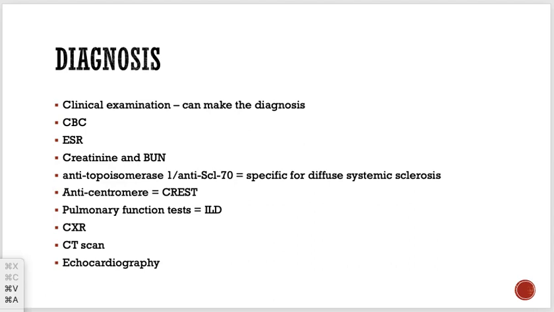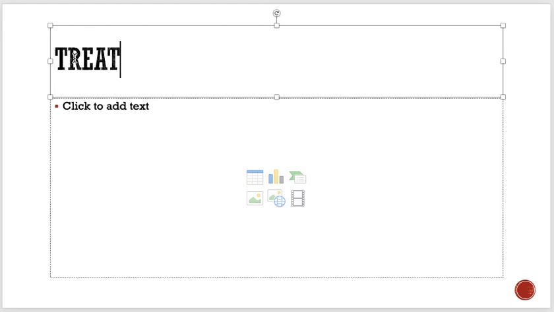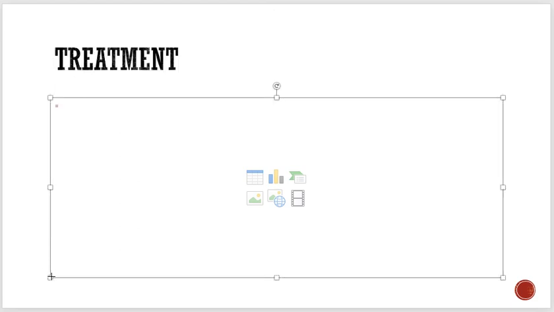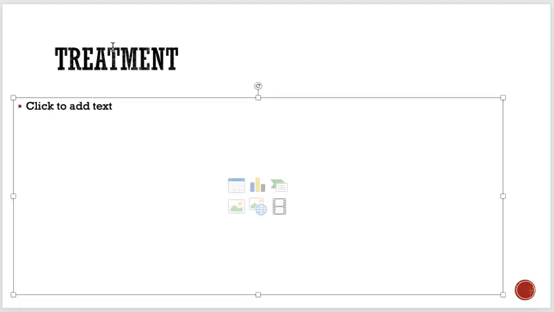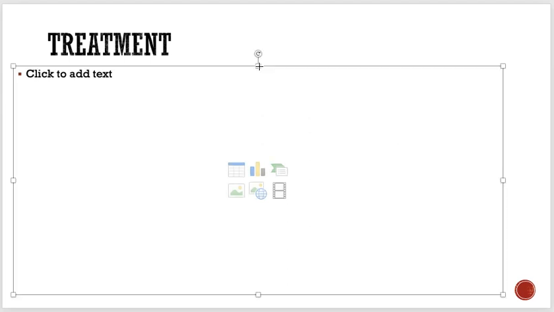So guys, very easy. If you can remember how the disease presents, the features are very easy to remember: digital ulcer, calcinosis, all this stuff. Treatment. Now the treatment is multiple, because the problems are multiple. So of course, the treatment will be extensive. We have to address many things.